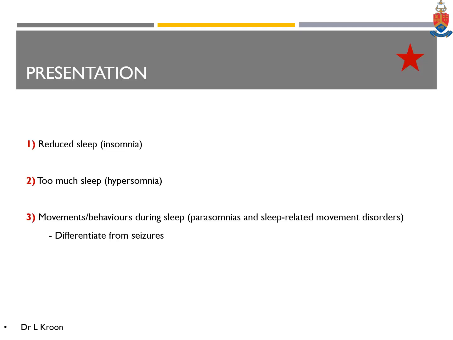So looking at sleep disorders, I think it's quite important, as patients with sleep disorders typically present in three ways. They can either present with a reduced amount of sleep, too much sleep, as well as with movements or abnormal behaviors during sleep. So if they present with a reduced amount of sleep, they have what we term insomnia. If it's too much sleep, it's referred to as hypersomnia. And abnormal movements during sleep are referred to as parasomnias or sleep-related movement disorders. So it's important in this third category to differentiate it from something like seizures.